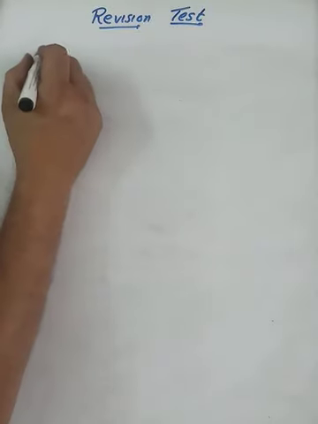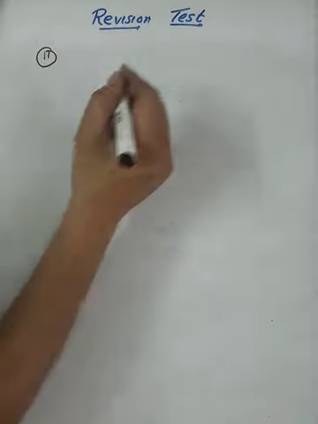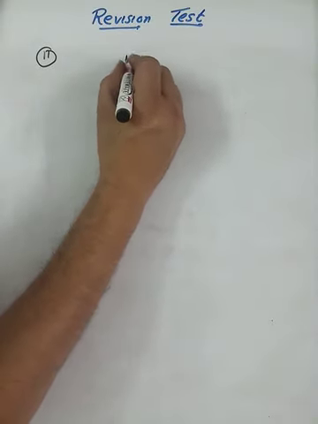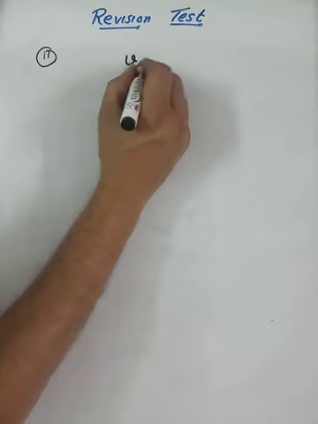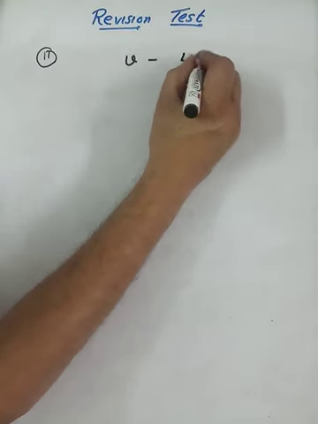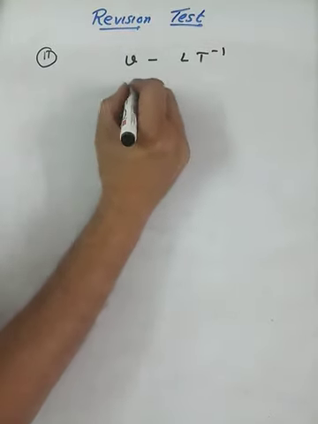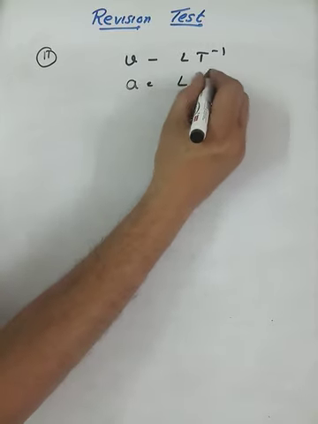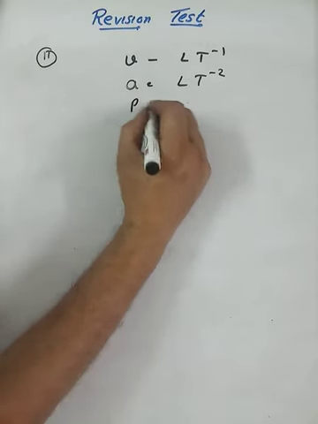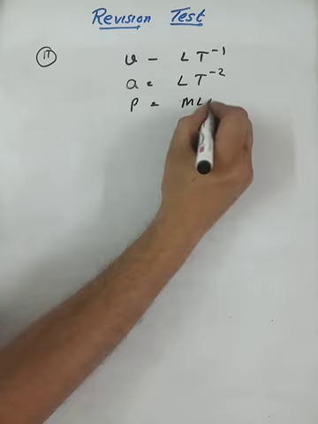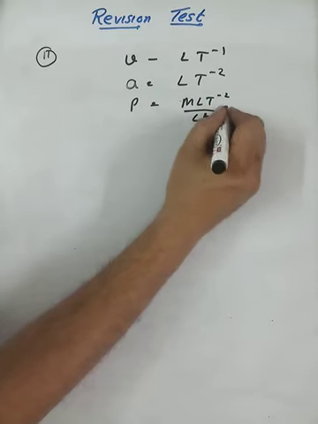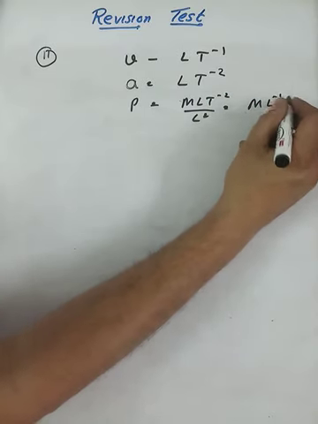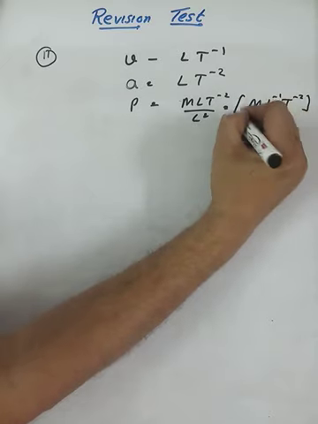Okay, now question number 11. The velocity v, acceleration a, and pressure p are chosen as fundamental units. Again, we take velocity v, the dimension of velocity is LT^-1, acceleration a is LT^-2, and pressure p is force upon area. Force is MLT^-2, area is L^2, so pressure is ML^-1T^-2.